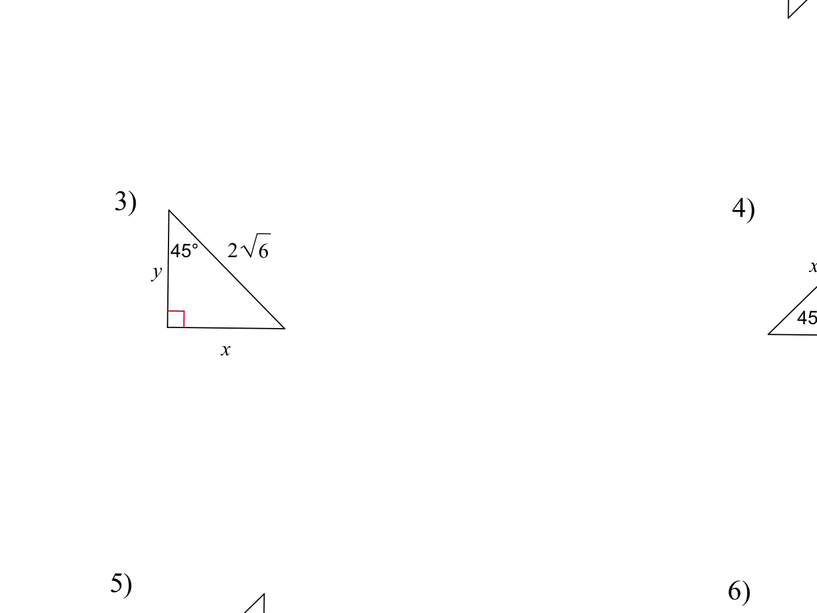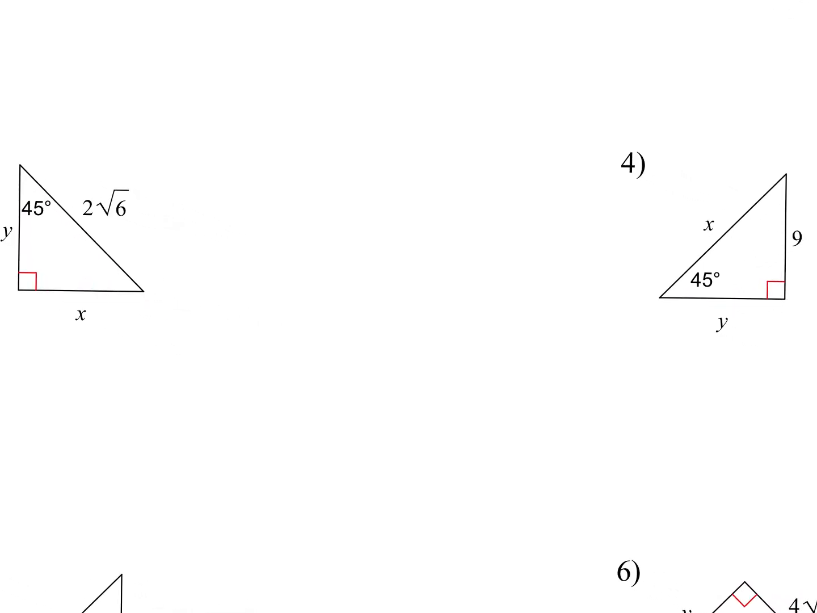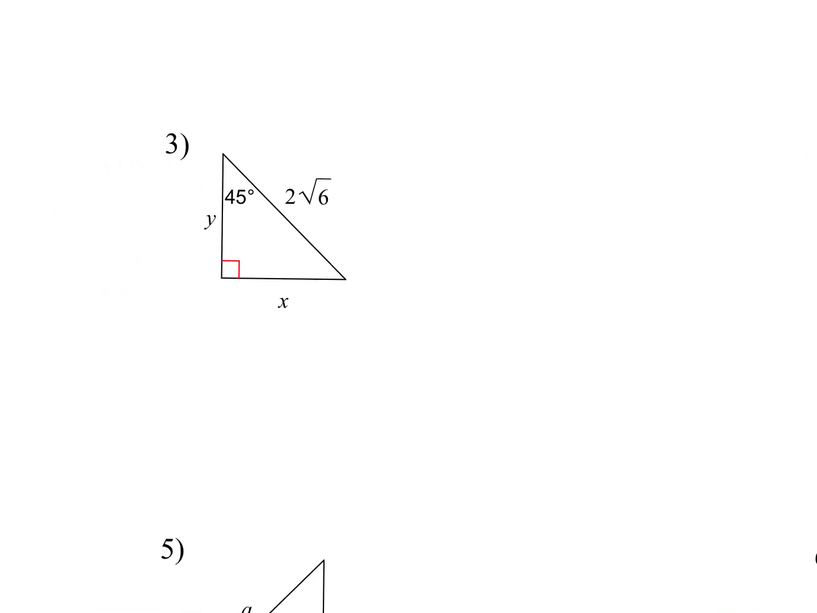Let's look at number 3 first before I have you try some on your own. First, circle your legs. Which ones are my legs? X and Y are my legs. Okay. So what does it give us? Gives you the hypotenuse. So how do we go from the hypotenuse back to the leg? Divide by square root of 2. So I'm going to take 2 square root of 6 divided by the square root of 2.